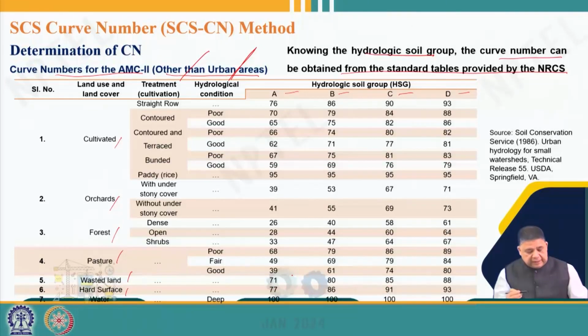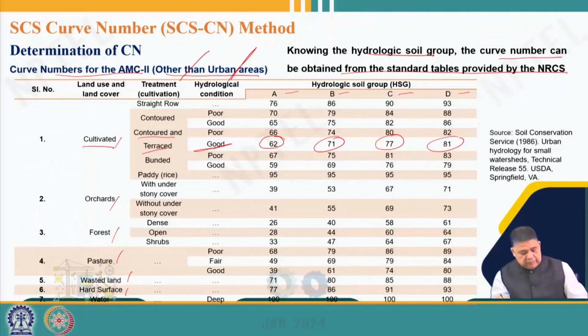So, for example, if you are in cultivated area and it is contoured and terraced land, and it is having hydrological condition good, and we are in soil group A, then the value will be 62, if group B then 71, group C then 77, and group D then 81. So, values range from 62 to 81.